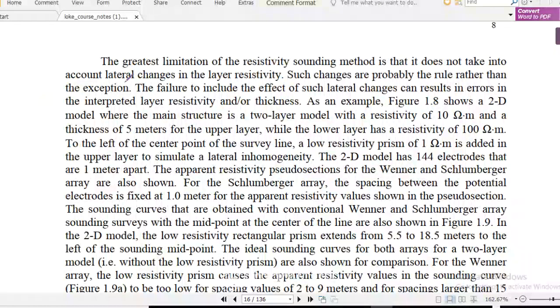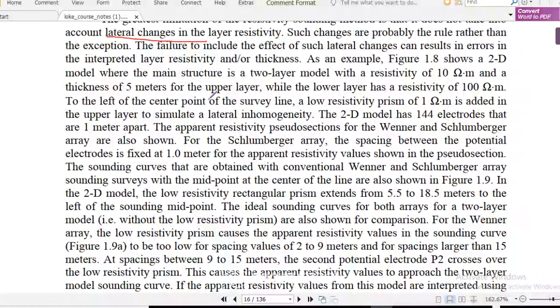Okay, the greatest limitation of the resistivity sounding method is that it does not take into account lateral change. This is a limitation, lateral change. Such changes are probably the rule rather than the exception. The effect of such lateral changes can result in errors in interpreting the layer resistivity and or thickness.